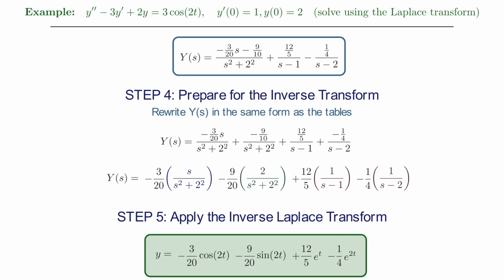So this gives us our final solution in the time domain. y is equal to minus 3/20 cos 2t minus 9/20 sin 2t plus 12/5 e to the t minus 1/4 e to the 2t.